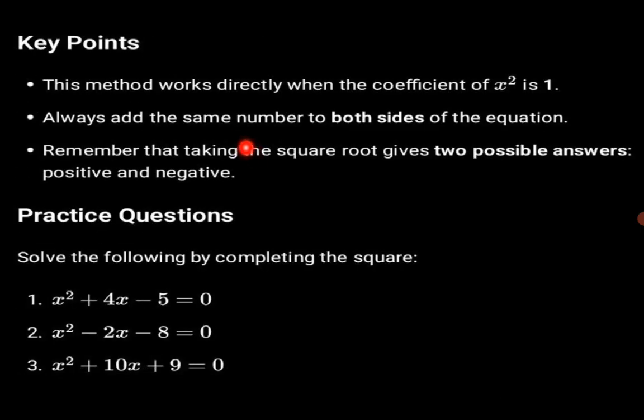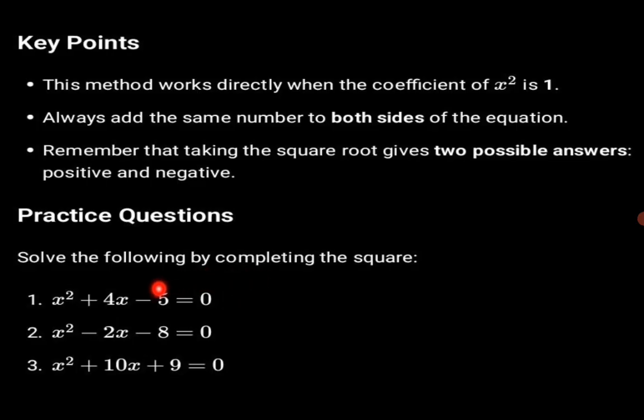So the key points to note regarding solving quadratic equations using the method of completing the square is that this method works directly when the coefficient of x is 1. Always add the same number to both sides of the equation, and remember that taking the square root gives two possible answers, positive and negative.